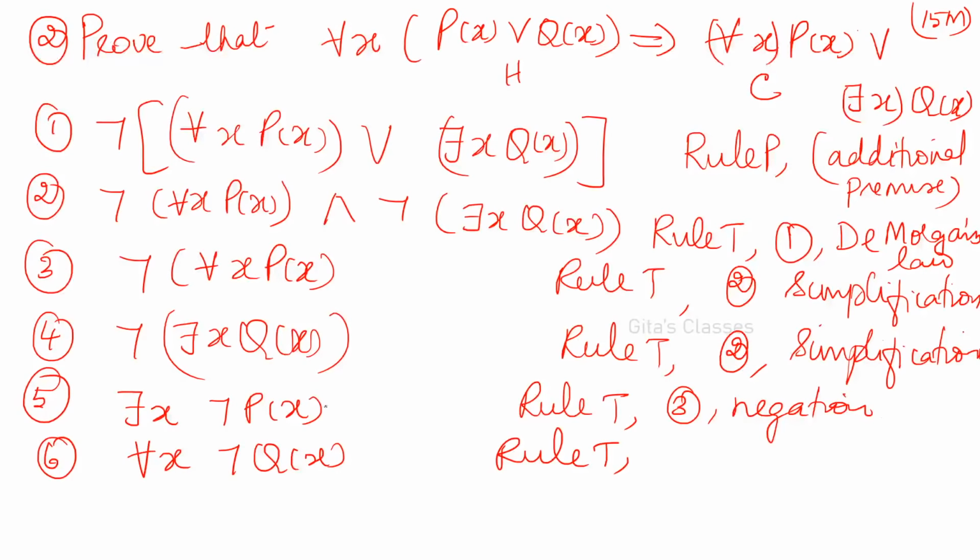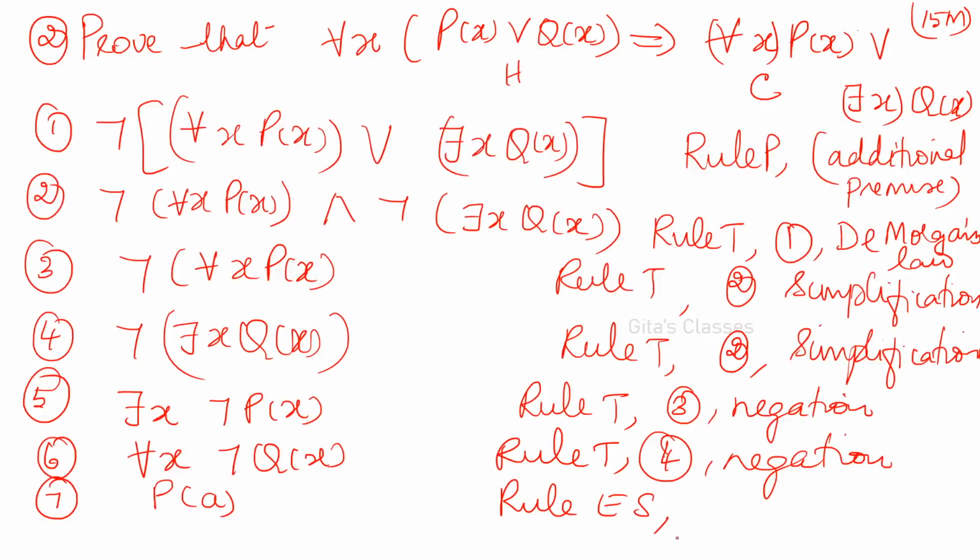Again negation. This is step number 4, negation. Next step: now there exists x, not of P of x, which implies not of P of a. At least one variable is there for x which can be assigned, that is not of P of x. That means I am taking at least one element, not of P of a. What is this? Existential specification. Do you remember? If this is there exists, we can prove this. This is called rule ES, existential specification, and I have applied it in step number 5.